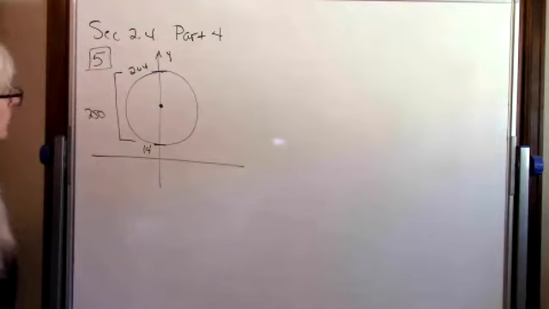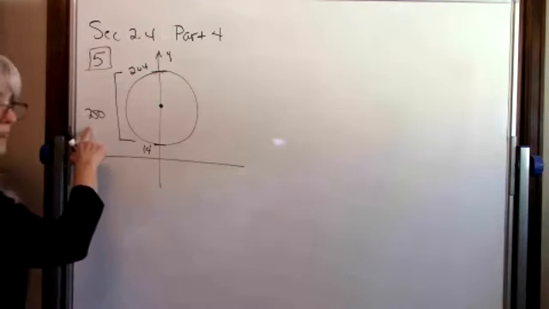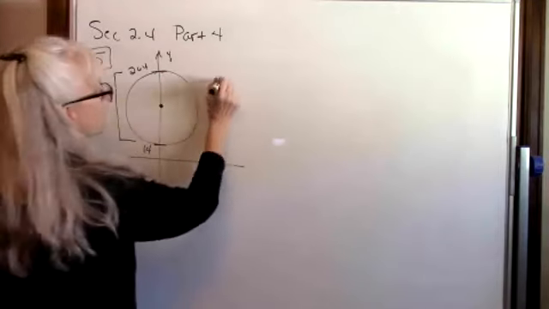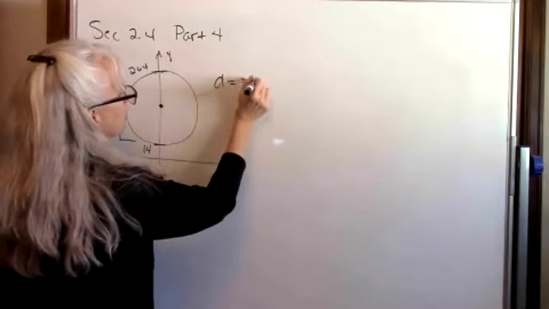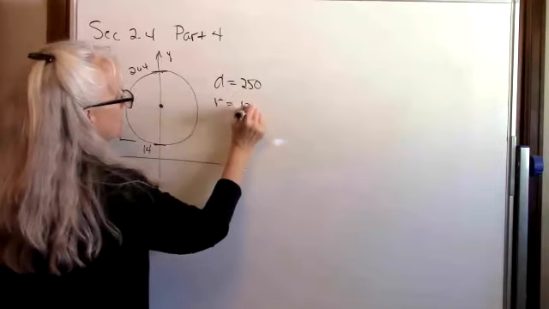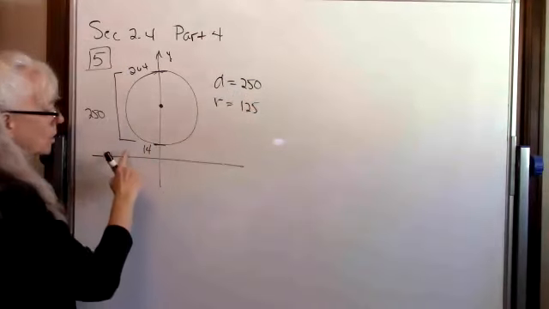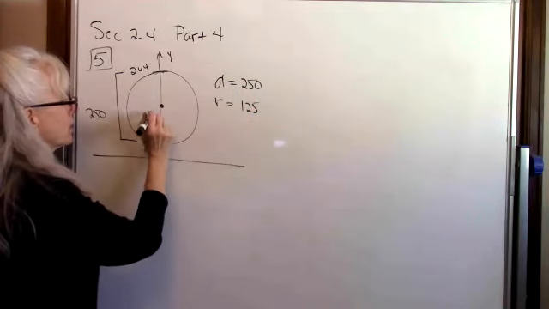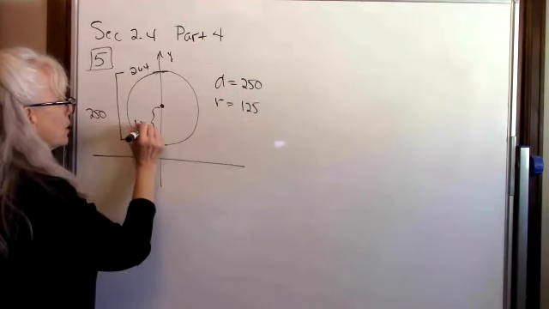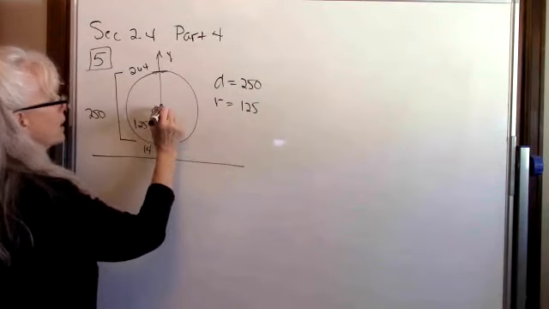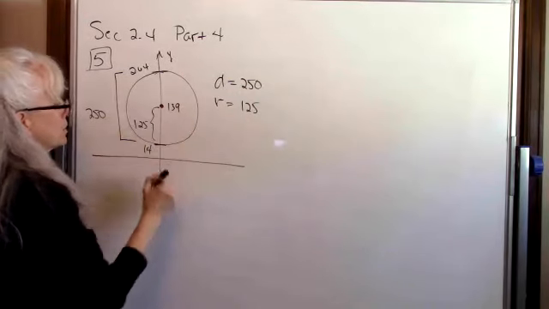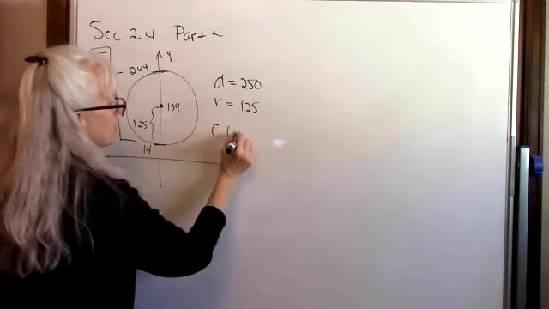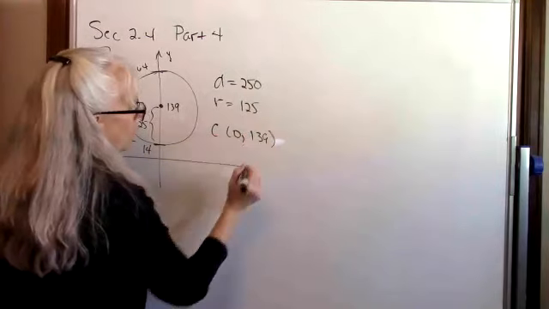There it is. Well, we need the center. The radius would be half of the diameter. So if the diameter is 250 feet, then the radius would be 125 feet. Well, I'm already at 14 feet up. So if I add on 125, we're going to end up at 139. So this is at 139. So we now know that the center is at (0, 139).